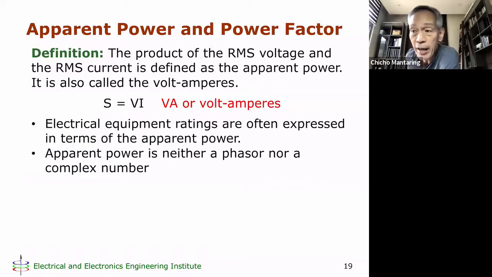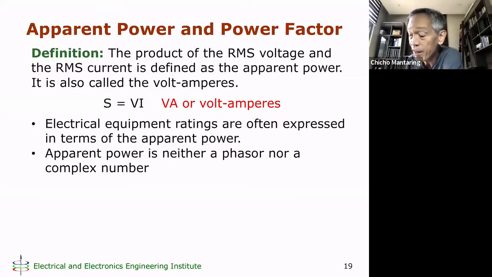If you take a look at electrical equipment, they're usually rated in terms of volt amperes. Sometimes they're rated in terms of real power. Sometimes they're rated in terms of volt amperes. For example, if you're buying a transformer at the hardware store, it will specify the power capacity of the transformer in either watts or volt amperes. Note that volt amperes is not the same as watts.